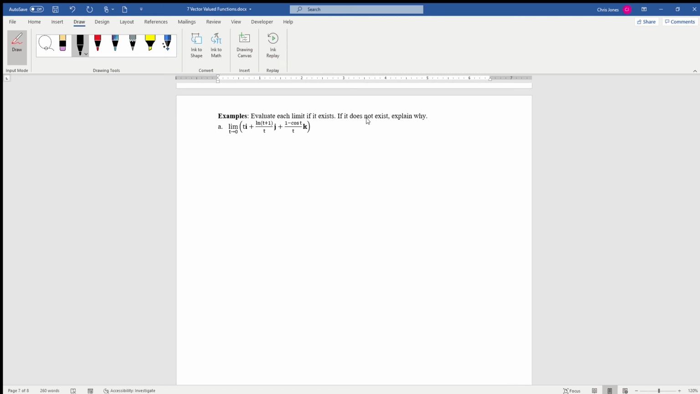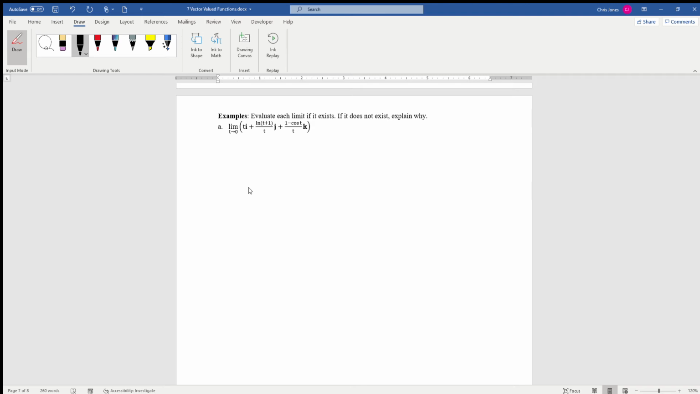So in this last video, what we're going to do is take a look at how to evaluate the limits of these vector-valued functions. Most of the time, we're not going to get a real number. We're going to end up getting a vector, which makes sense because that's what a vector-valued function is. So it's not what number does this approach, but what vector does this approach as t approaches a specific value.